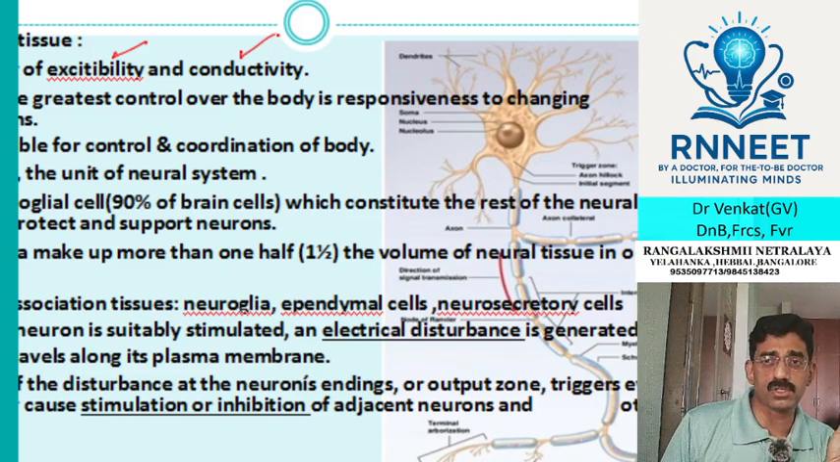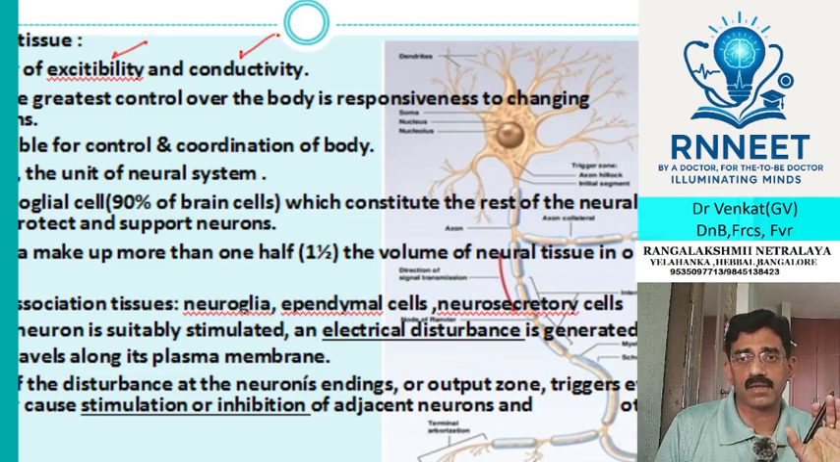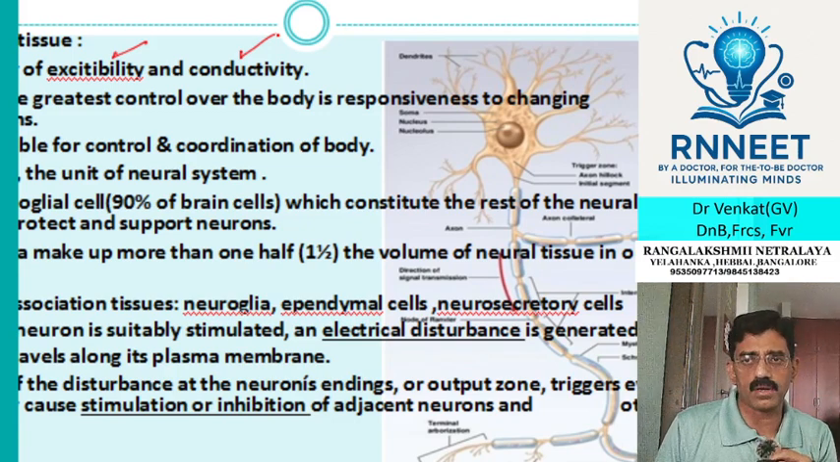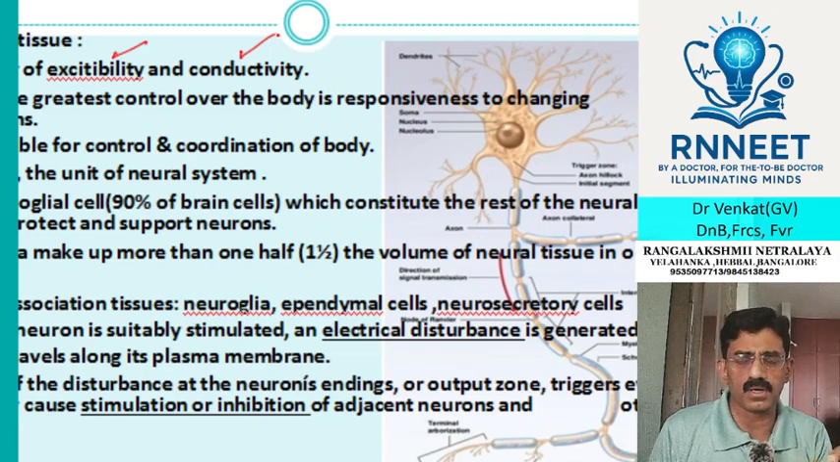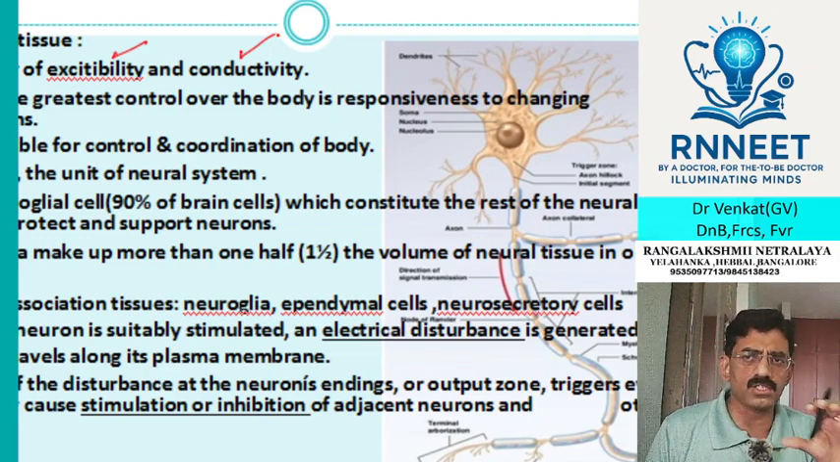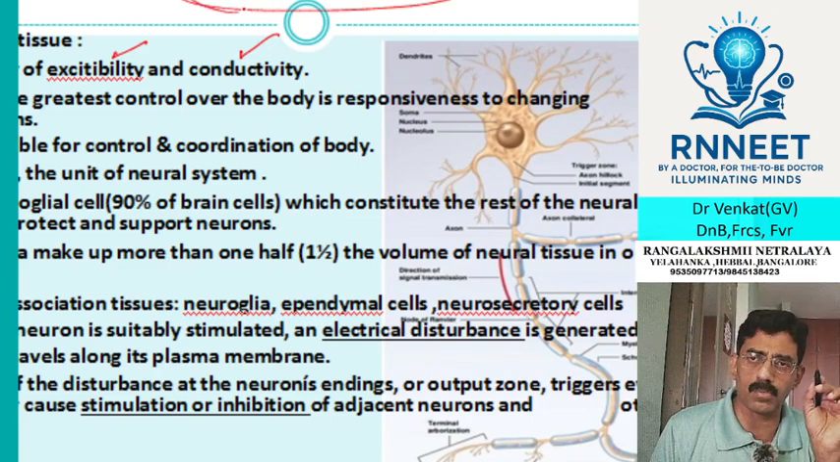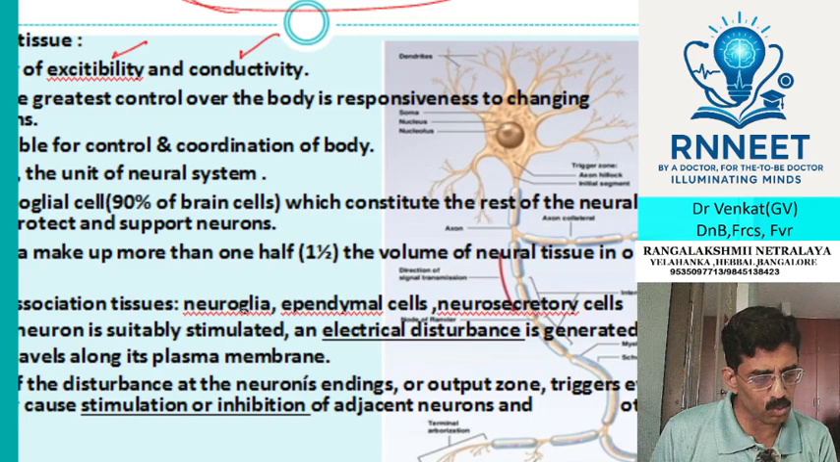The moment temperature changes, the nervous tissue is activated. The moment it becomes hot, the nervous tissue is activated. The moment there is some pressure on the body, the nervous tissue is activated. So anything that causes a change in condition can cause the greatest control on the body. Which tissue causes the greatest control on the body? The nervous tissue. It is responsible for the control and coordination of the body.